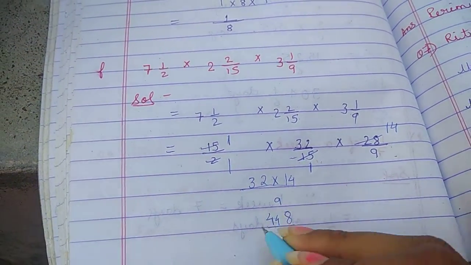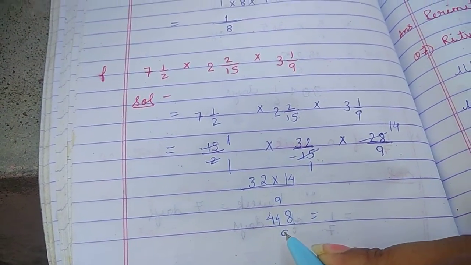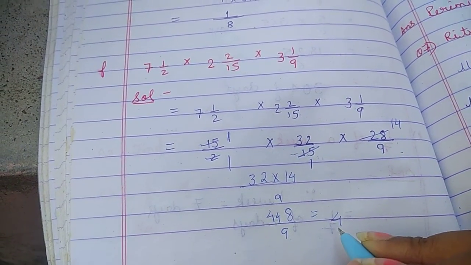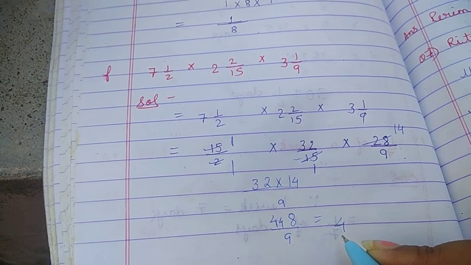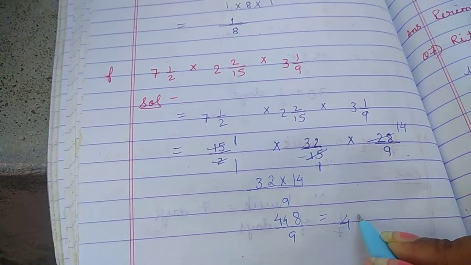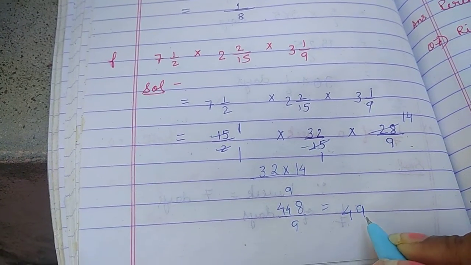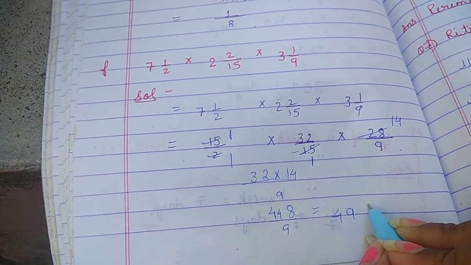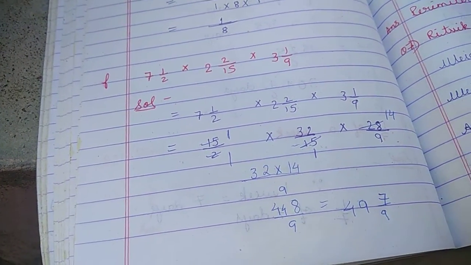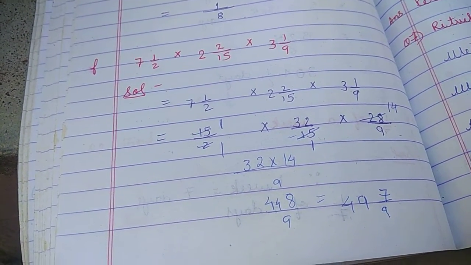Now convert it into a mixed fraction. That would be 9 fives are 45, so it will go 4 times. 9 fours are 36. Okay, 8 is left, 88, that would be, so 9 nines are 81. So 88 minus 81 is 7 upon 9. So the final answer would be 49 whole 7 upon 9.